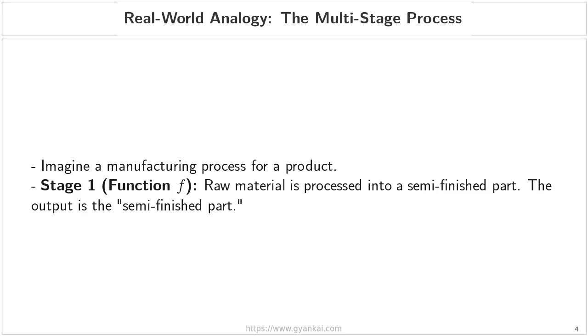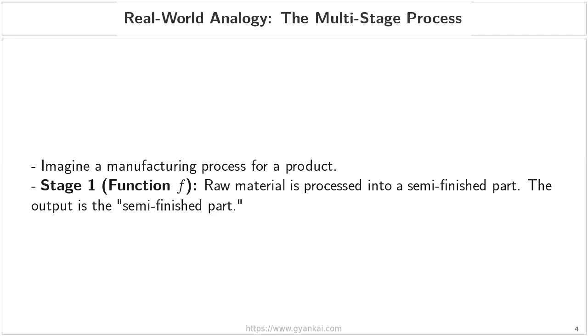Real-world analogy, the multi-stage process. Now that we have covered the technical step-by-step procedure for composition, let us look at a real-world analogy to help you visualize the conceptual flow of this process. Imagine a manufacturing process used to create a product. First, consider stage 1, which we can represent as function f. In this stage, raw material is processed into a semi-finished part.